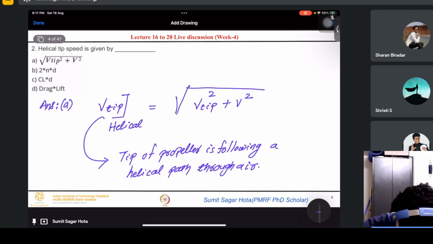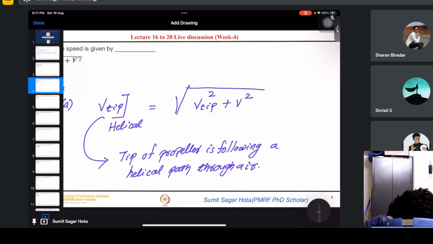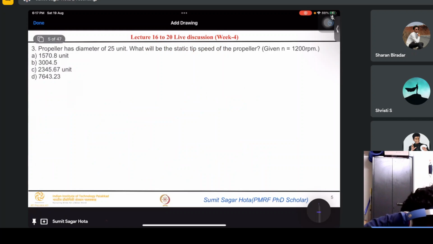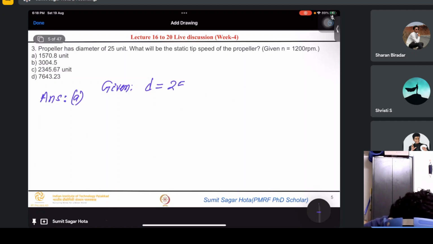So, next question. A propeller has a diameter of 25 units. What will be the static tip speed of the propeller given N equal to 1200 rpm? This is a tip speed problem, and we already know the formula. What is given: D equal to 25, N equal to 1200 rpm.